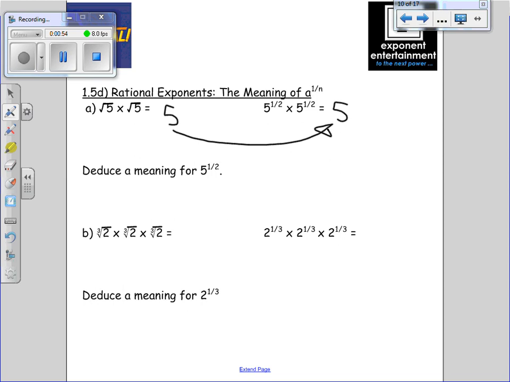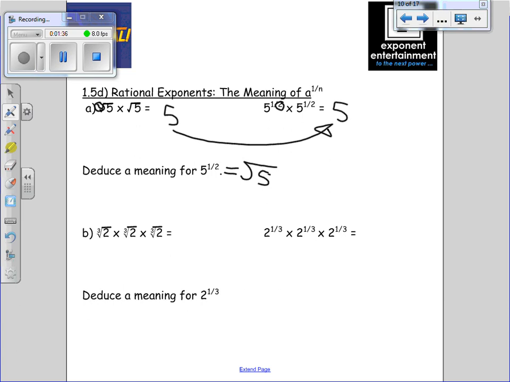What do we notice the index is in A? The index is 2, which also lines up with the 2 in the denominator of our rational exponent. It's not a coincidence. Whatever this index is would match up with this denominator here. So the meaning of 5 to the power 1/2 is what? If we were to put it in simplest terms, square root of 5.